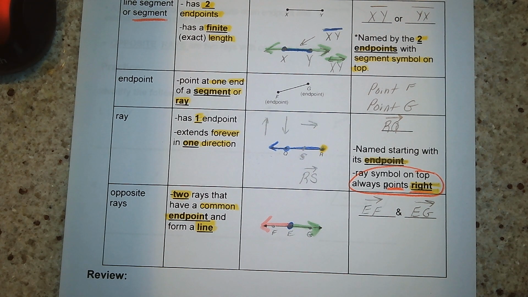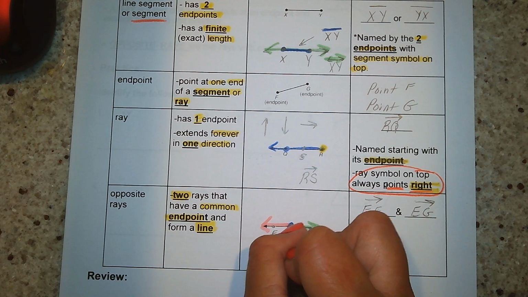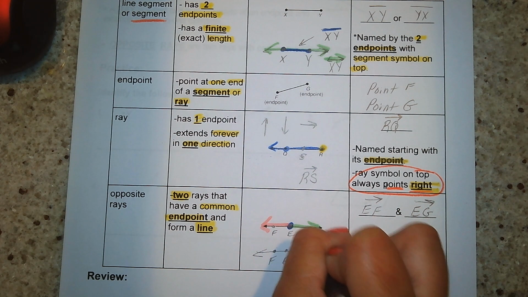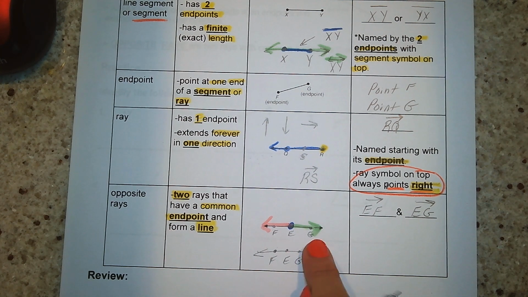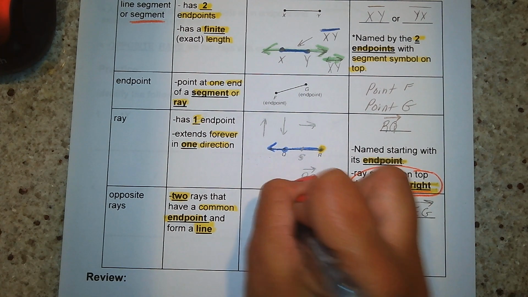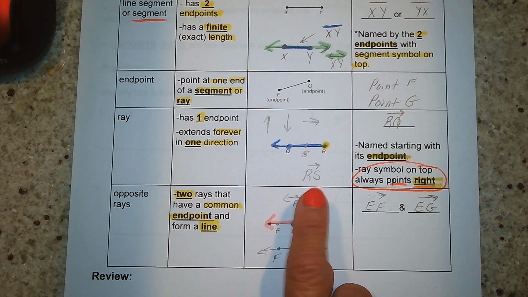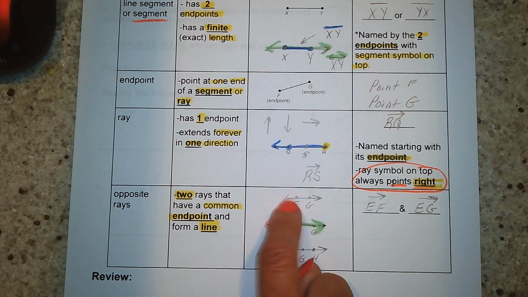Now, what if you have more than 3 points on the line? What if you have 4? So here, I can have 4 points, E, F, G, and H, say, and I'm going to have more than 1 pair. Right now, if I have 3 points, I only have 1 pair of opposite rays. If I have 2 points on the line, I have no opposite rays. If I had just F and G, I can't name opposite rays there. You have to have 3 points to name opposite rays. You have to have 1 in the middle, and they have to be going in opposite directions. I do not have 3 there.